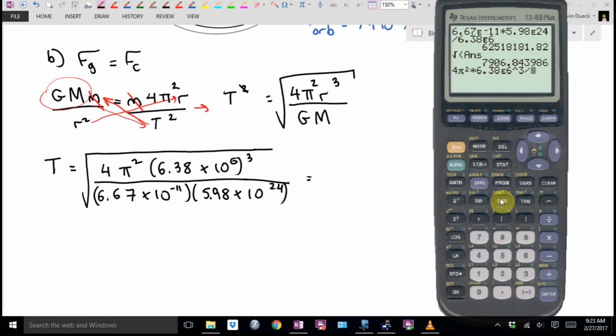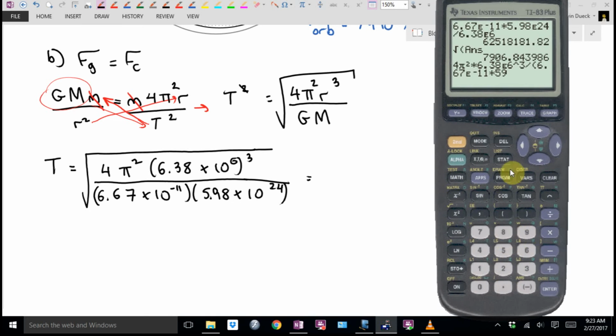On the bottom, 6.67 times 10 to the negative 11 times 5.9. Whoop, I missed a point. 0.98 times 10 to the 24th. Square root of that. You get 5,070 seconds? You should. If you don't, later on in class or during flex, you want to come have me help you with your calculator.